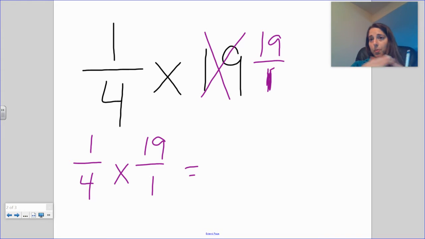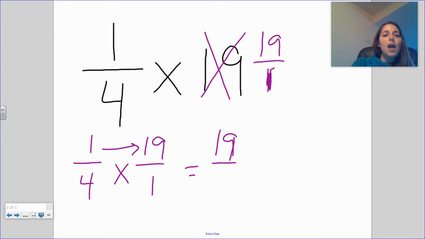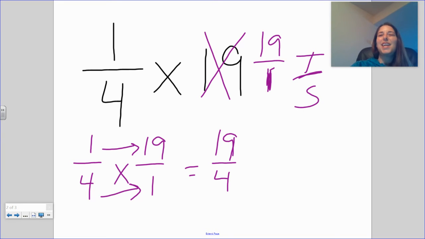And I'm going to multiply the numerators to get my new numerator. 1 times 19 is 19. And then multiply my denominators to get my new denominator. 4 times 1 is 4. Now, again, we have our IS checklist. Is this the best way to say my final answer? 19/4 is the answer, but it is not the best way to write that answer.